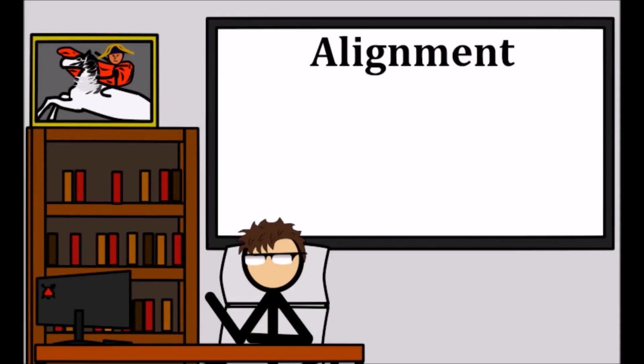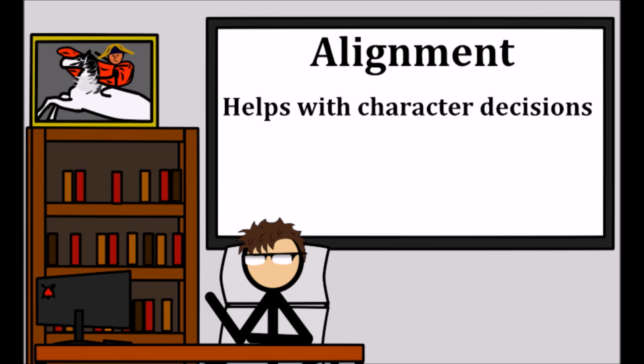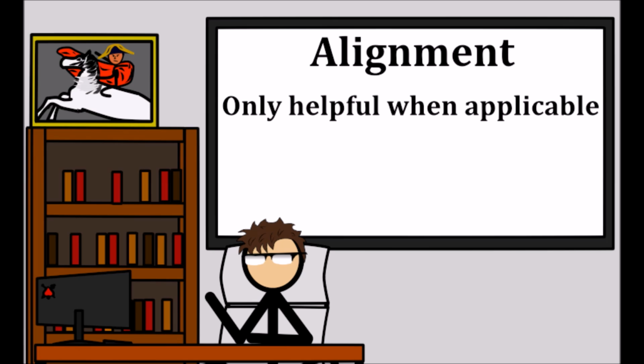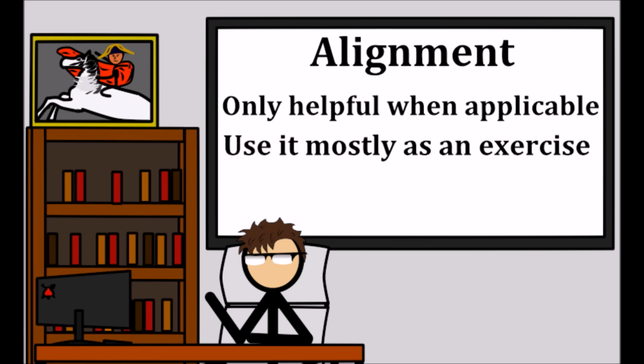It is important to understand alignment because it can really help with character decisions down the line. And as you learn more about it, you can decide the best ways to develop characters around their assigned alignment. What's most important is when to use it and when not to. Don't rely on it too much or use it as a crutch. Use it as an exercise to understand character decisions in your work or in others.